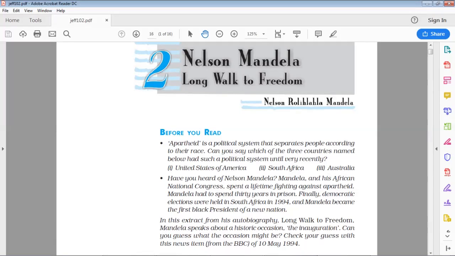What is apartheid? Apartheid is a discrimination between whites and blacks. South African people were black in color, and they used to be discriminated against by the white people. The Britishers used to rule the country, and as you have seen in India also, they used to rule, and what type of tortures they used to do to Indians.